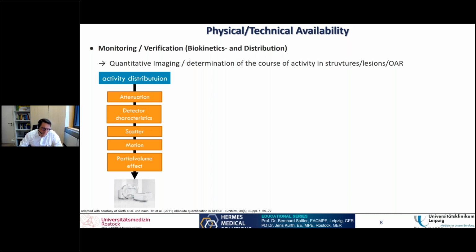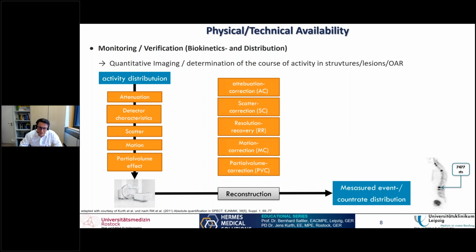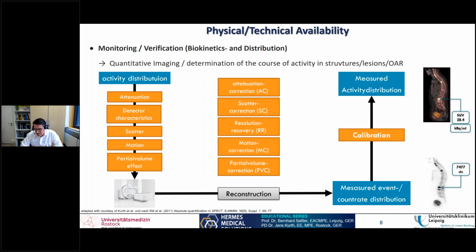That will be hampered by attenuation, detector characteristics, scatter, motion, and partial volume effect, depending on the volumes that we are interested in. Then we reconstruct and have to correct for even that: attenuation, scatter, resolution recovery, motion correction, partial volume effect. Then we reach a measured event or count rate distribution, which is still not our activity distribution. And then if we have the system calibrated correctly, we will reach a measured activity distribution. And that's actually what we are interested in: 3 and 4-dimensional, meaning the volume and the time distribution.